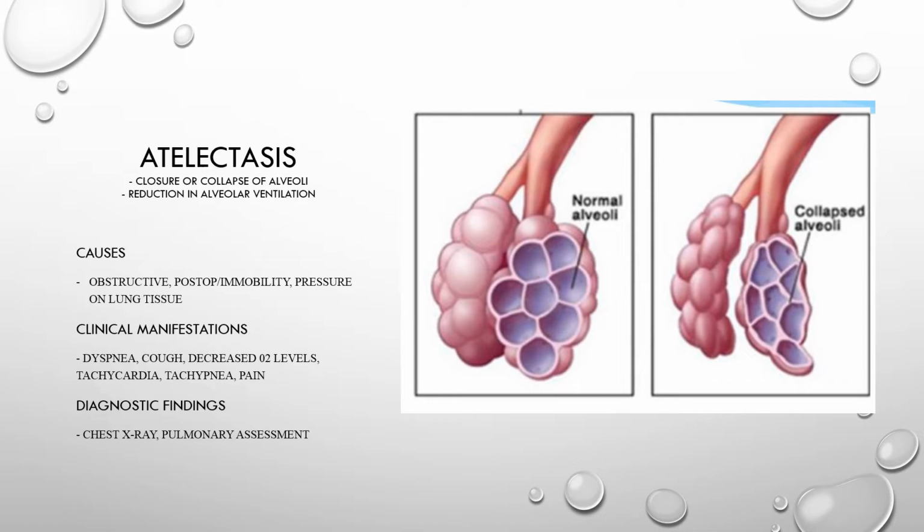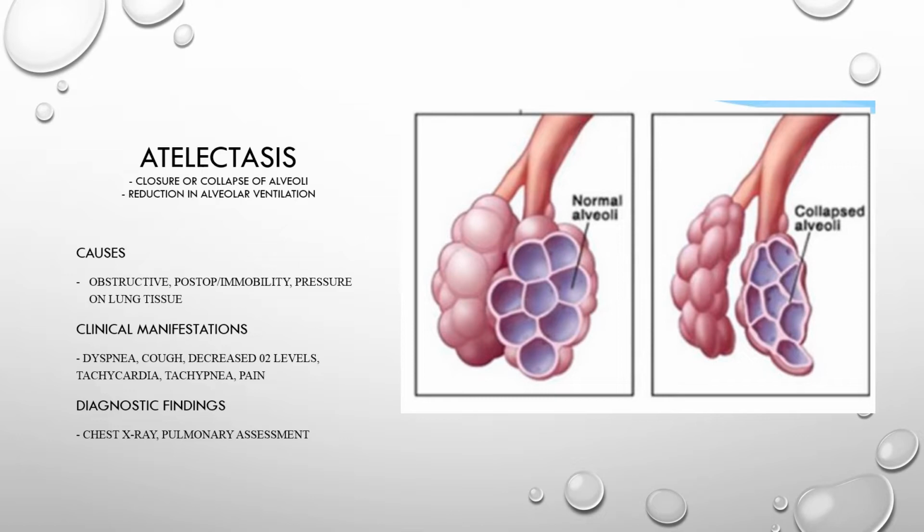The signs and symptoms that we'll see with somebody with atelectasis really depend on the amount of alveoli that are affected or have collapsed. If a large area of the lung tissue is affected, the client will most often complain of increased respiratory distress. We will see both an increase in their heart rate and respiratory rate. They may complain of some pain, and we may see a decrease in their O2 levels.